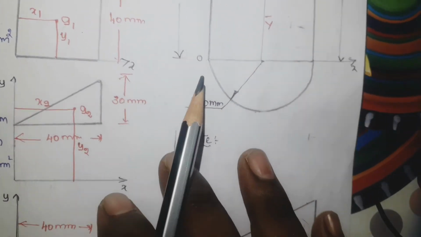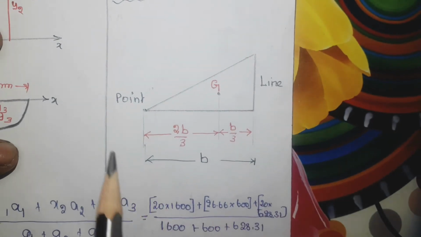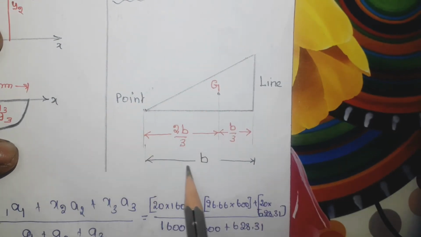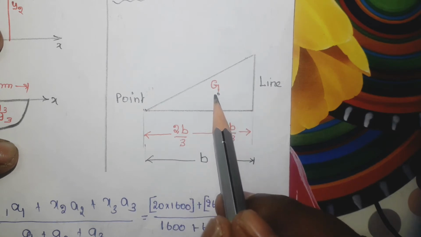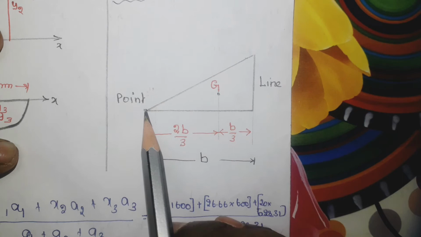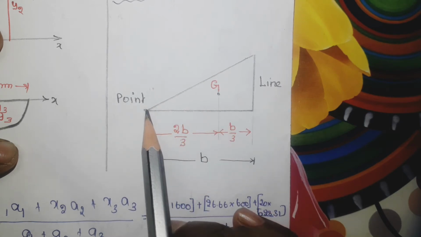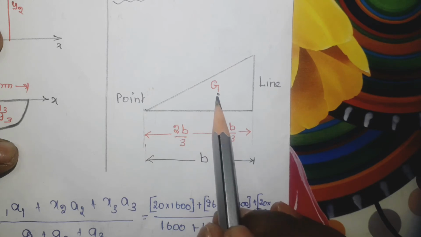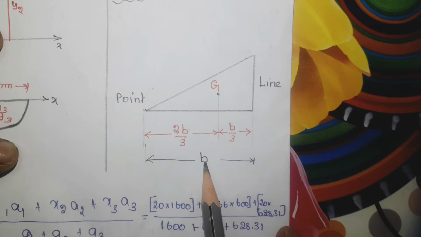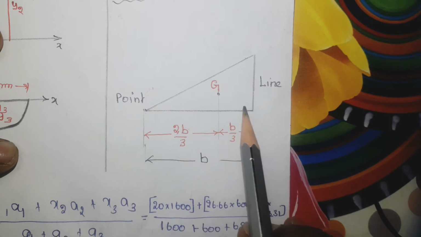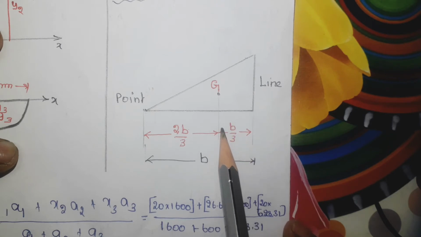Before going to the triangle, you have to note one very important point. Let me take a triangle, and this side is equal to b, a variable. Now this is the position of the centroid. The distance between this point end and this centroid is 2b by 3, where b is this side. If it is from the line, then it is b by 3. This is a very, very important thing. Please make a note of it.